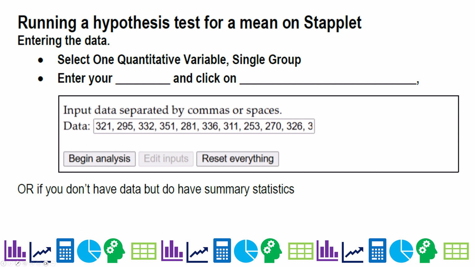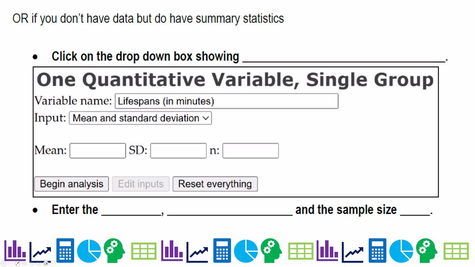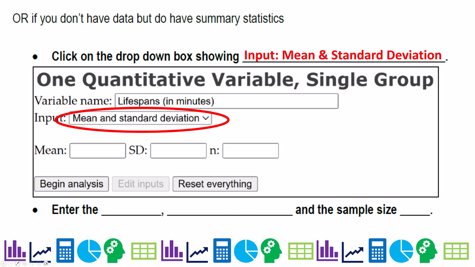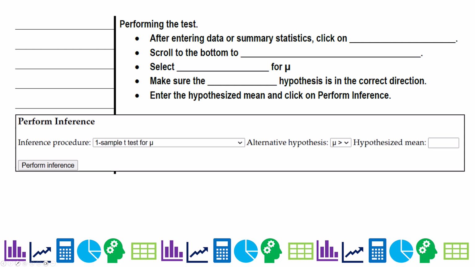Now, the good news, running a hypothesis test for a mean on Stapplet. So how do we enter the data? So you select one quantitative variable, single group, enter your data, and click on Begin Analysis. Or, if you don't have data, but you do have summary statistics, click on the drop-down that says Input, and change that to mean and standard deviation instead of raw data. Enter your mean, your standard deviation, and your sample size, and then you click Begin Analysis, all right?